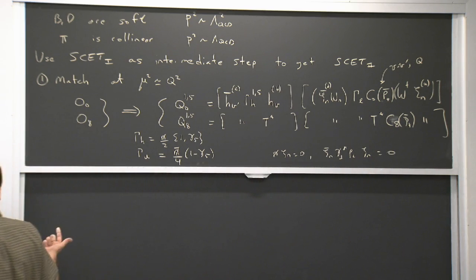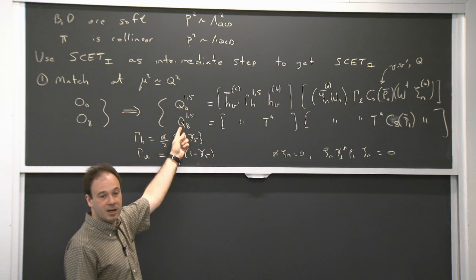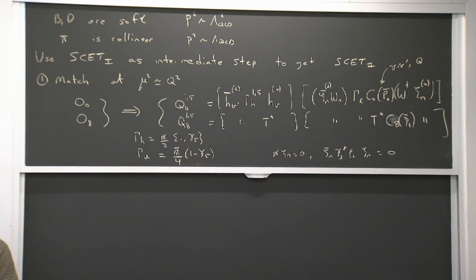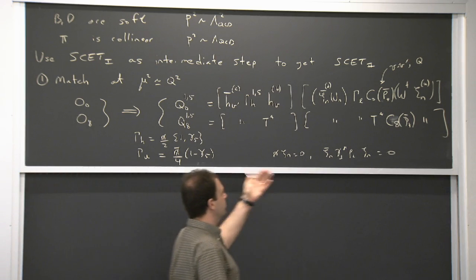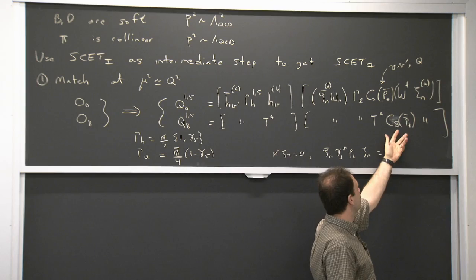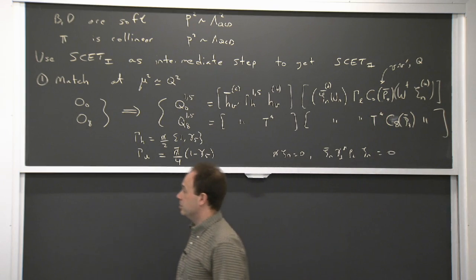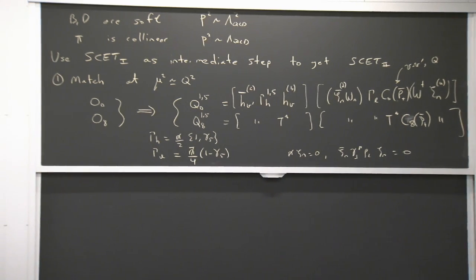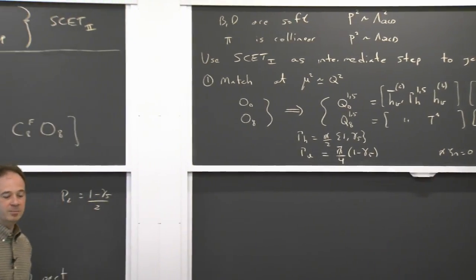So what you mean by octet operator in the electroweak Hamiltonian is different than what you mean by octet operator in the SCET1 factorized result. But that's just a complication that you deal with when you are doing the matching. This guy can be proportional to the Wilson coefficients C0 and C8, and that's not really a big deal.